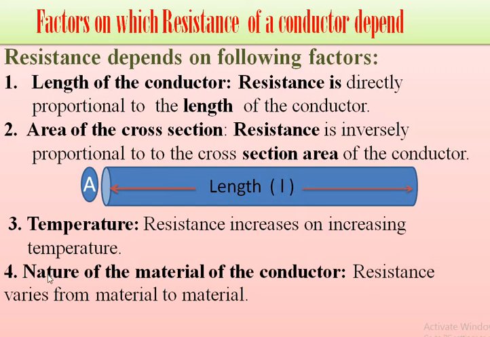And the last factor is nature of the material of the conductor. Resistance varies from material to material. That means if you take copper wire of the same length and thickness, it will provide a different resistance than an iron wire of the same thickness and length.